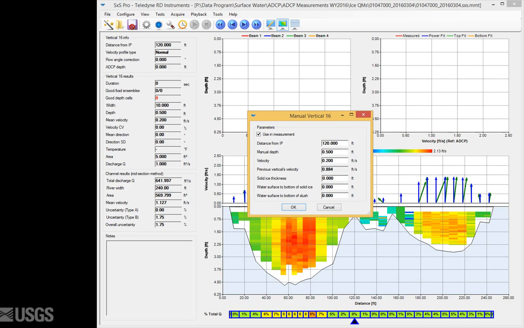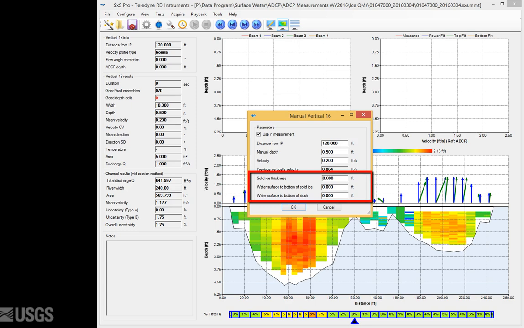Another common situation is a location where there is water, but you are unable to measure it, commonly due to the ADCP not being able to measure due to a shallow depth, or exceeding some other operating limit. In these cases, again determine a location for your manual vertical and enter a depth and velocity based on soundings, surrounding stations, or intermittent data.